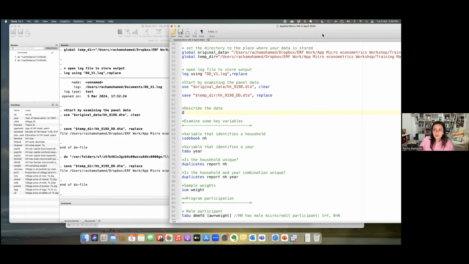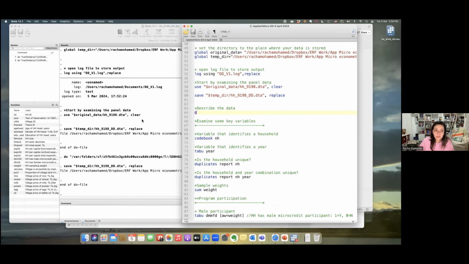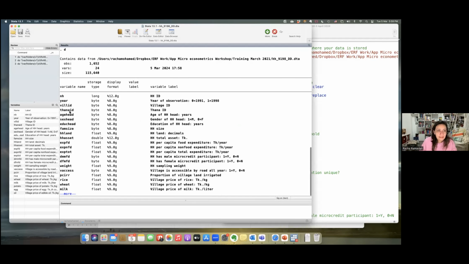As usual, I highly recommend starting with the descriptive statistics of the data, or sorry, the description of the data. What are the variables we have? Here we have household ID, year, village ID, Sana ID. We have the characteristics of the head: age, sex, education. We have the characteristics of the household, like the family size, the land the household has, if they have assets or not. What is their per capita food and non-food expenditure, total expenditure.